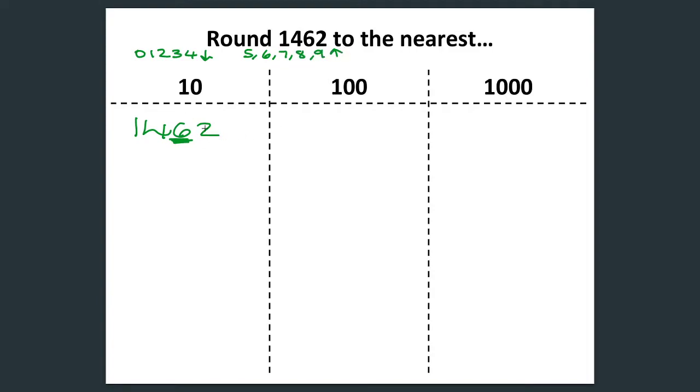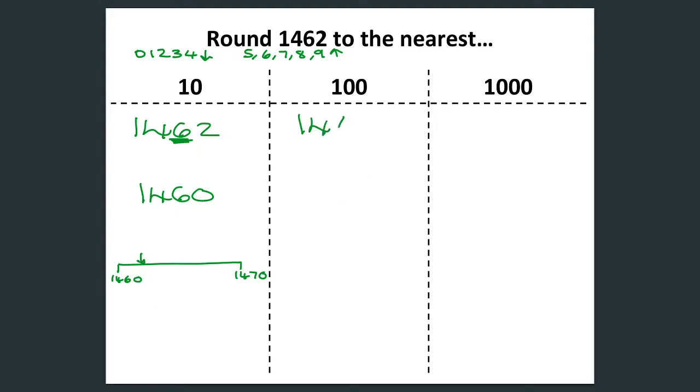So if we look at the 2, we're going to keep it the same. It's not going to change it. So 1462 to the nearest 10 is 1460. If you think about it, if we had 1460 here and 1470 here, which is the next 10, 2 is going to be about here. It is definitely closer to 1460.